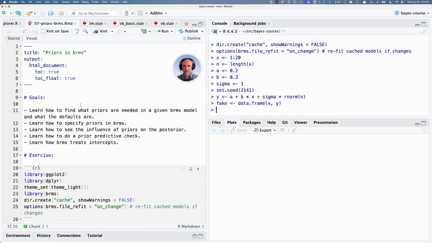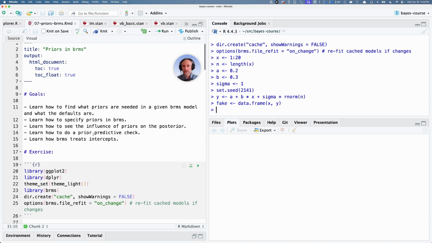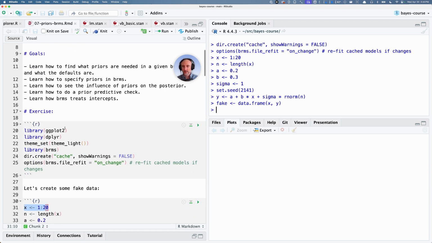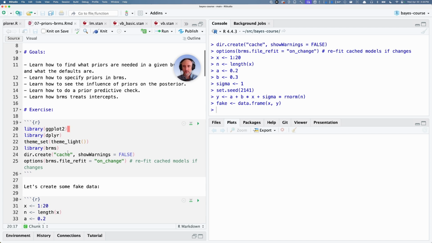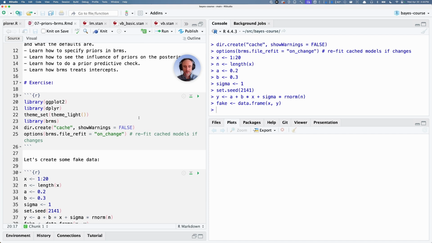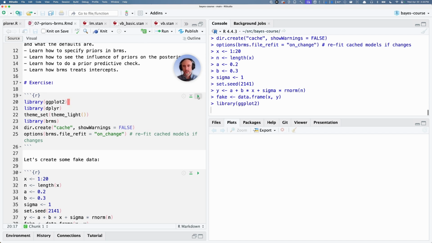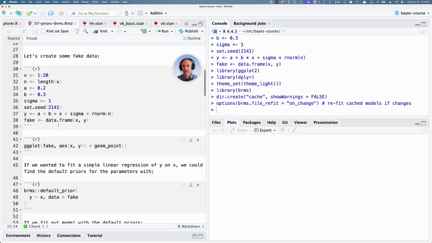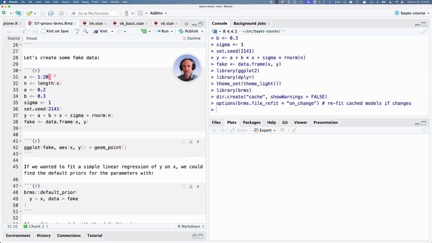Okay, let's open up the file 07 priors-brms.rmd. We're going to talk about some particular aspects of how priors are treated in BRMS, specifically around intercepts. So we're going to start by loading some packages, setting up our caching for BRMS, and then we're going to simulate some really simple data.